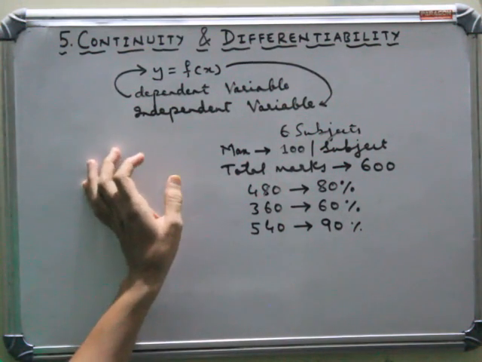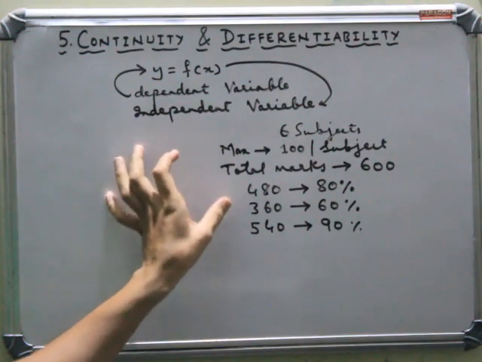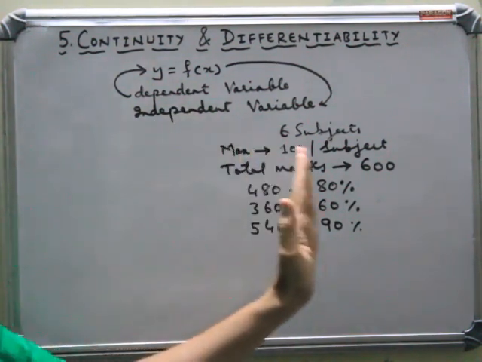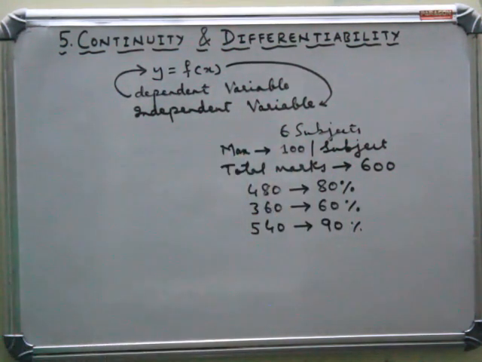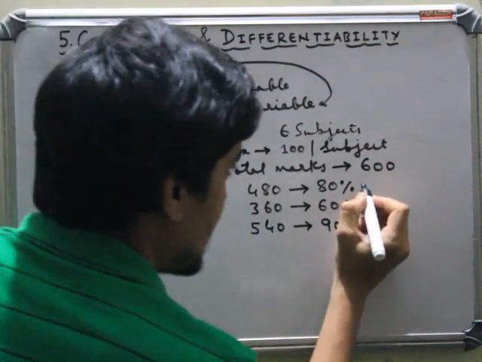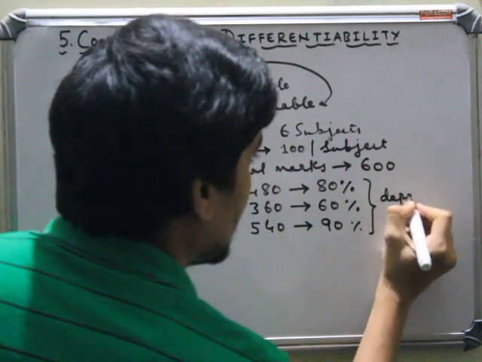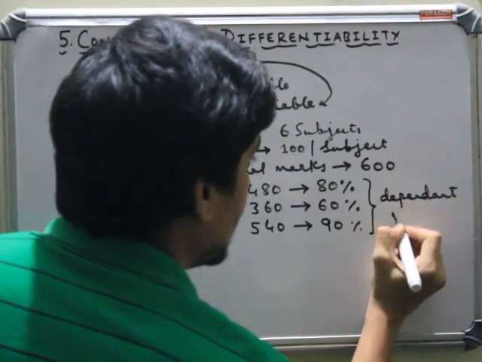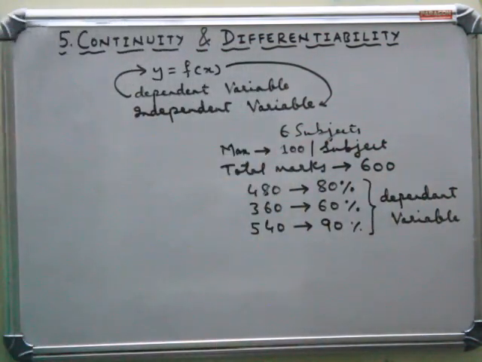What you will do when you write exams, when the evaluation is done, your marks will be announced. So your percentage completely depends on the total number of marks you have scored. What I want you to understand is here your percentage is the dependent variable. This is the dependent variable because your percentage depends on the total number of marks scored by you.